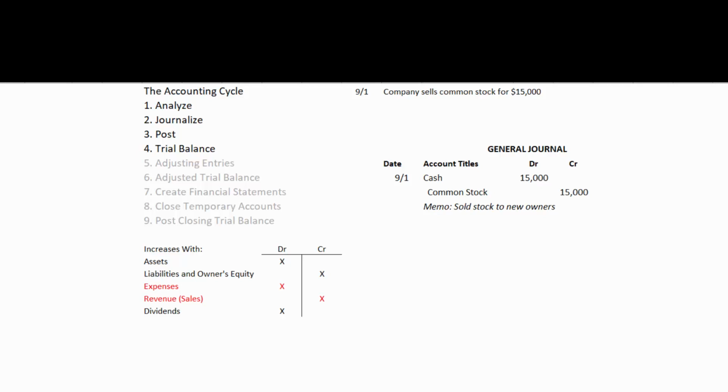Back to our transaction. The company sells common stock for $15,000. What's happening to cash? Cash is going up. Cash is an asset. Assets increase with debits. So we debit cash for $15,000. Common stock is an equity account. It increases with credits. So we credit common stock for $15,000.